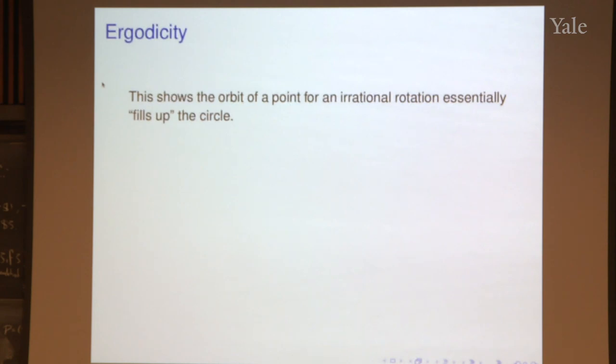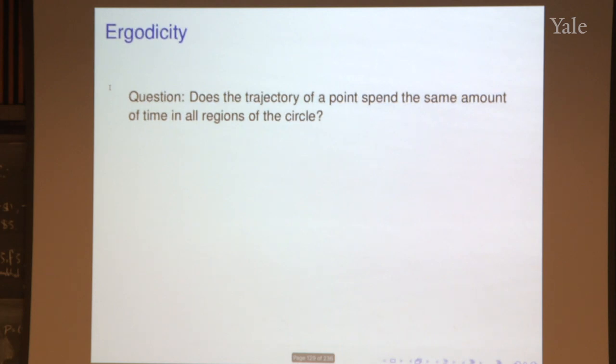So this shows that the orbit of a point for an irrational rotation basically fills up the circle. That isn't to say that it hits every point, because it doesn't, but it enters any interval, even if the interval is really super, super tiny. So that's pretty cool, I think.